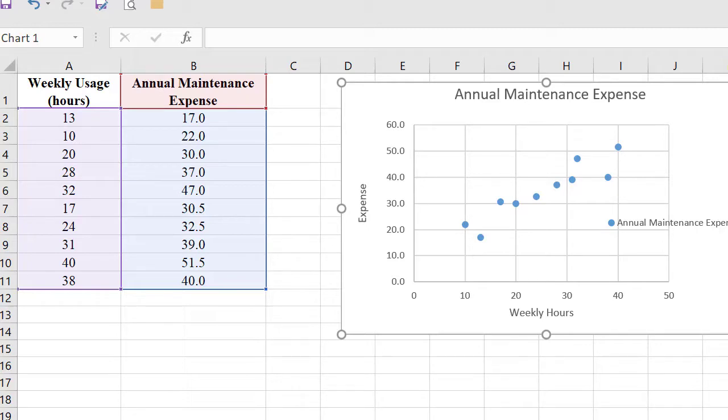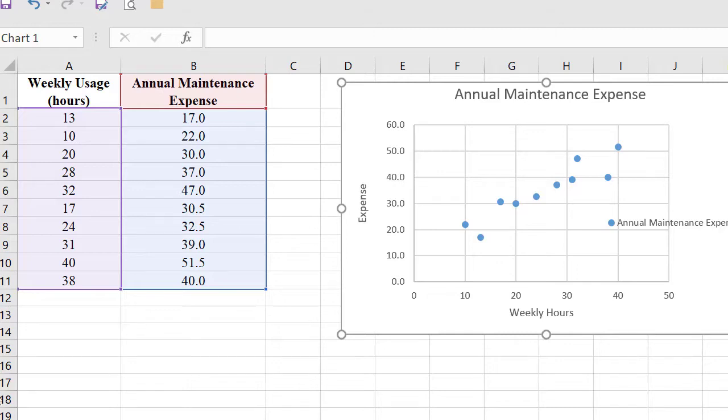Part B says use the data to develop an estimated regression equation that could be used to predict the annual maintenance expense for a given number of hours of weekly usage. What is the estimated regression model?